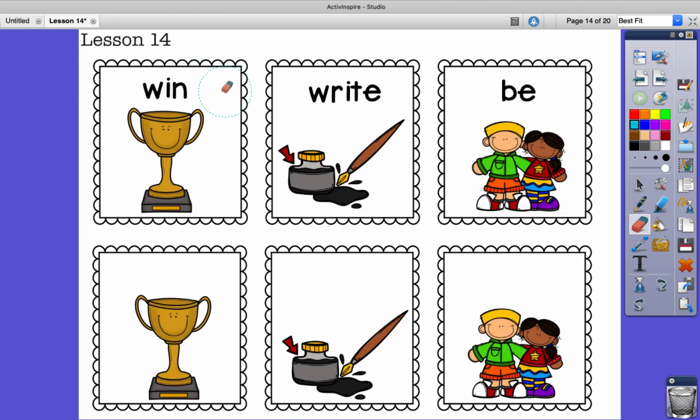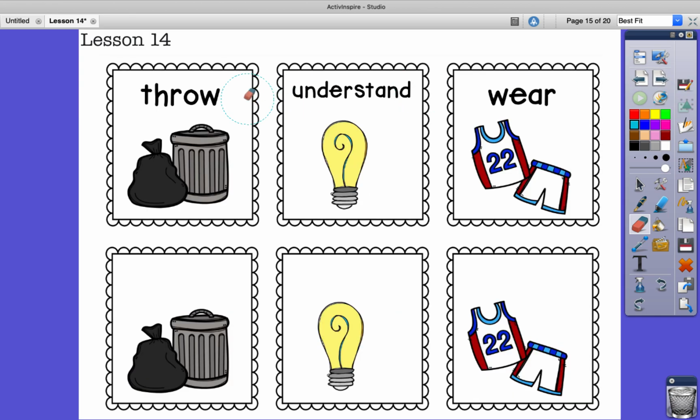Okay, win will change to won. Write, today I write my paper. Yesterday I wrote my paper. And be changes to was or were. Throw will change to threw. We change that middle vowel from an O to an E. Understand will change to understood. And wear will change to wore.